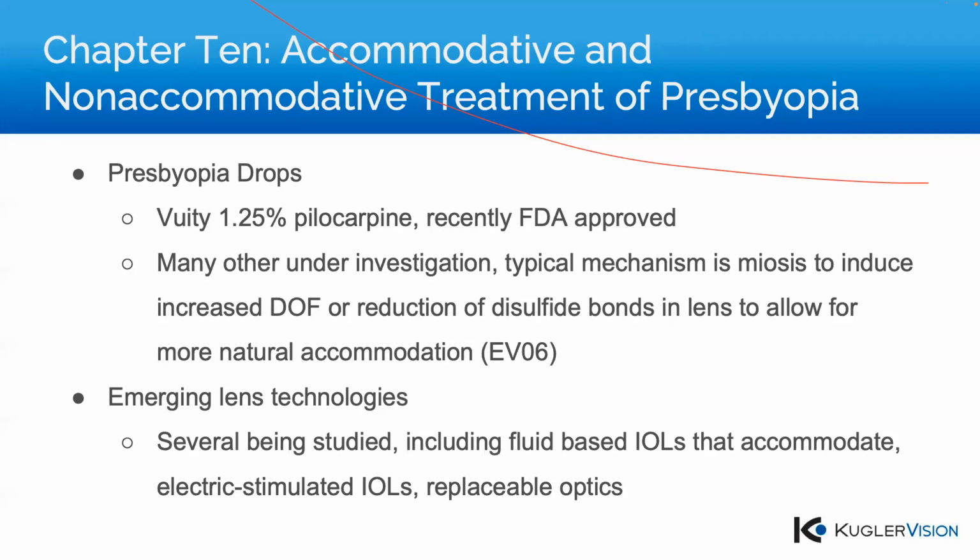And then there are several emerging lens technologies. There are some that are filled with fluid, IOLs that you insert in the eye that can accommodate with that accommodative reflex and give some near add. There are some electrically stimulated IOLs that can be stimulated to have this pseudo-accommodation effect. And then there are some that have replaceable optics that you can swap out and put more reading add and things in. So there's all sorts of stuff under investigation. Everybody ends up being presbyopic at some point, so it's a hot area of research.